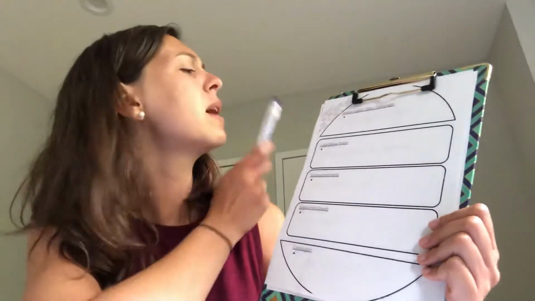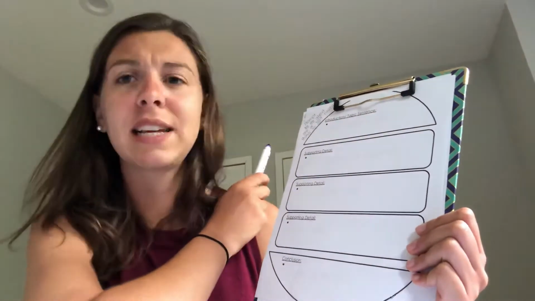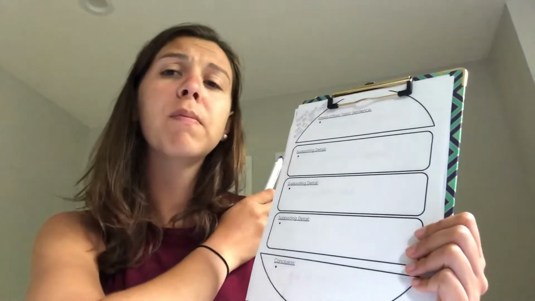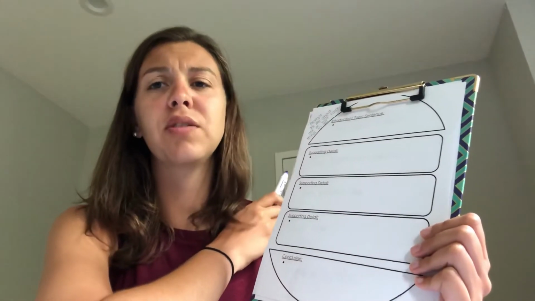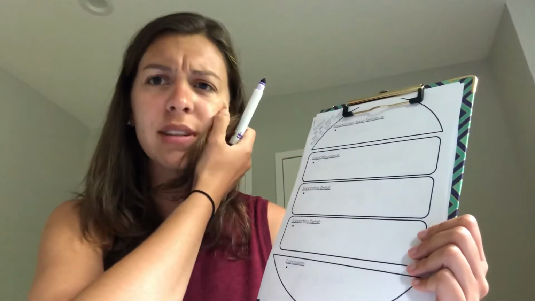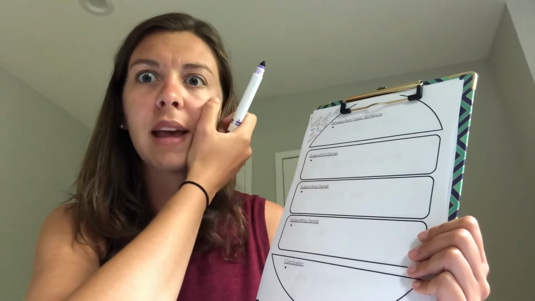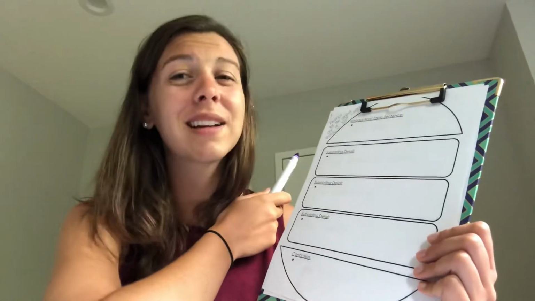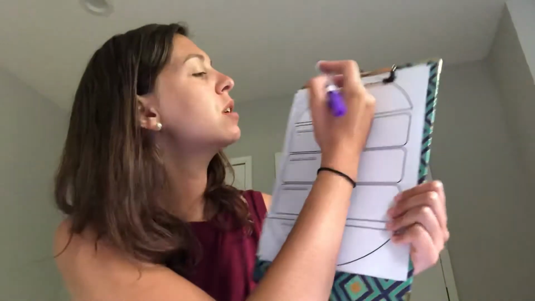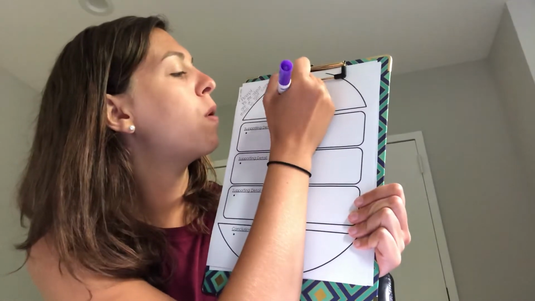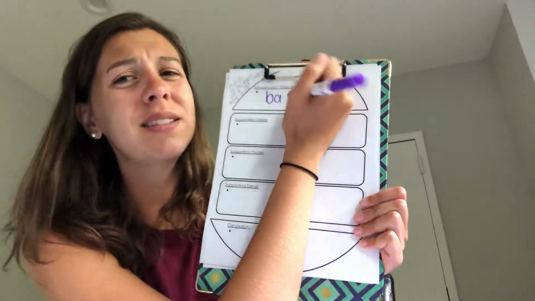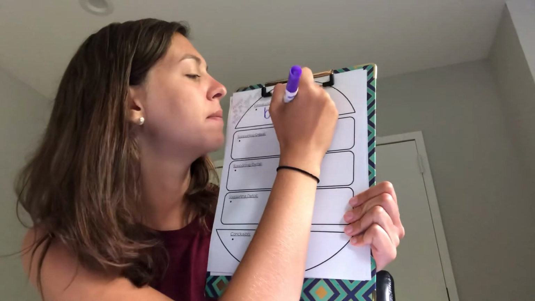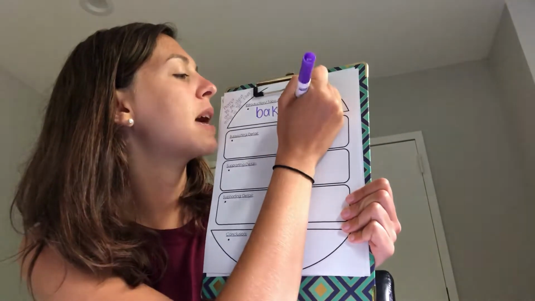So my prompt was, tell me about one of your favorite things to do. So I might say that baking is my favorite thing to do. But I want to make it interesting, remember? So I might say something like, did you know that baking is really fun? Something like that to kind of get them interested. But I'm just going to write baking because I don't need to write my whole sentence on here. This is just some planning. So I'm going to write baking. Baking is something I like to do.